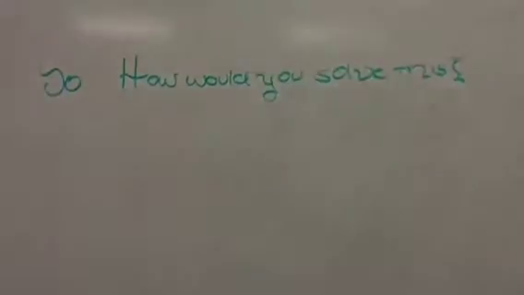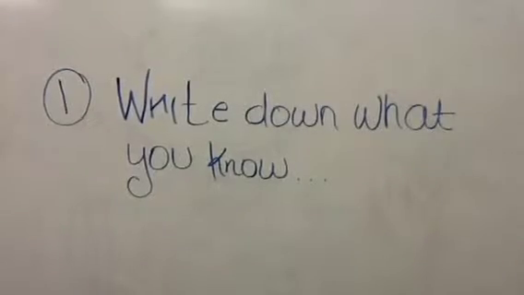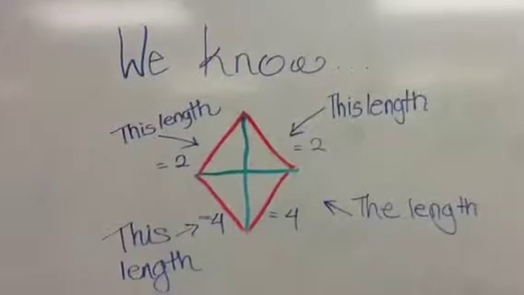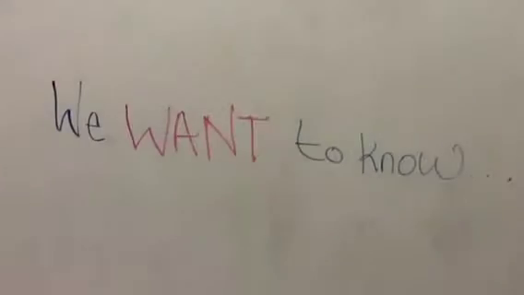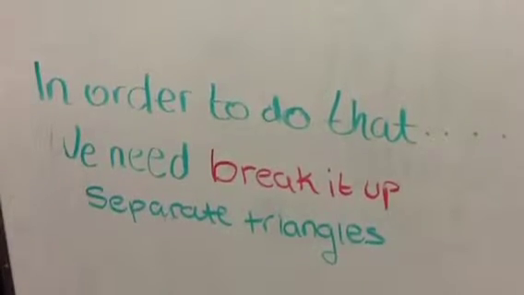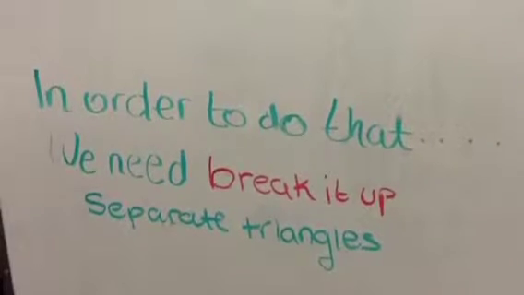So, how would you solve this? First, we're going to write down what we know. We know the outer lengths of the kite. We want to know the inner lengths of the kite. In order to do that, we need to break it up into separate triangles.